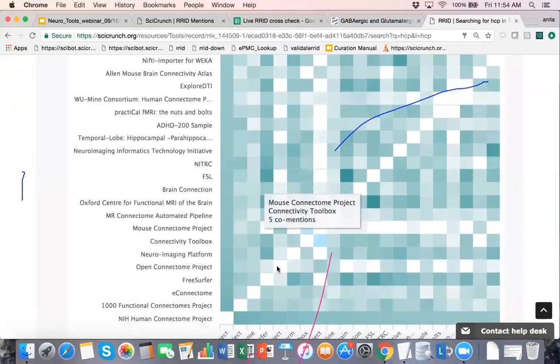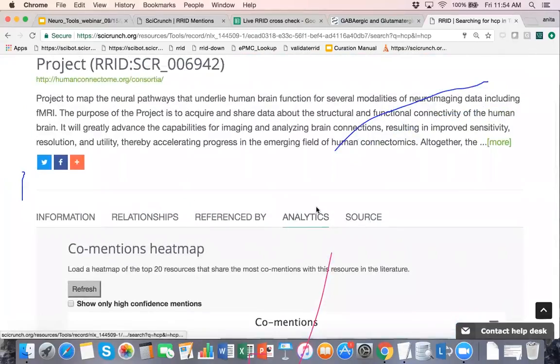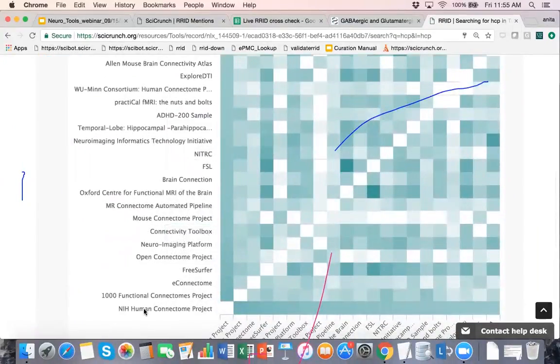Yeah. And perhaps we'll follow up afterwards so that Anita can go through these tools a little bit more slowly. But if you click on the co-mentions heat map, that's in the analytics, what you find for your Connectome project is, because there are 440 papers that talk about different tools, these are actually the tools that are most commonly co-mentioned in papers with your project.